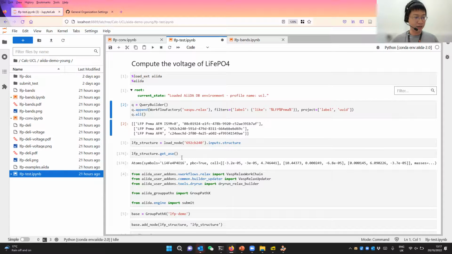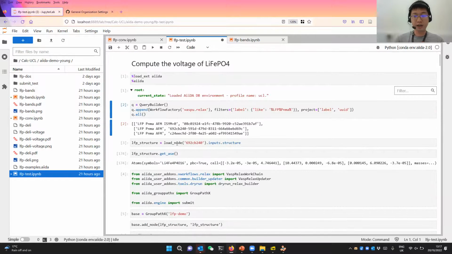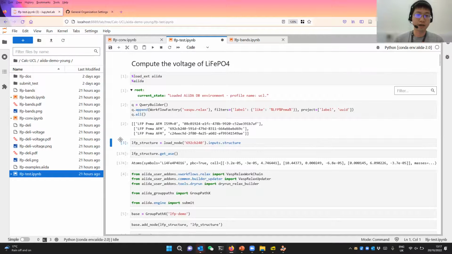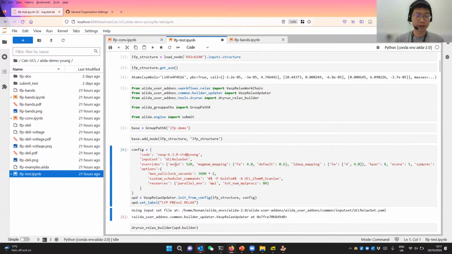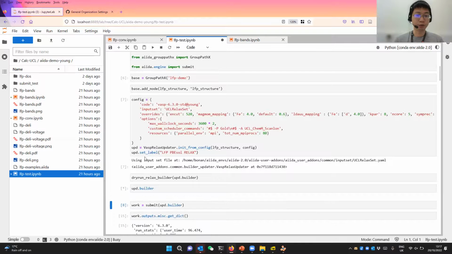Yeah. So basically, I have this Python interface to run. Because it's a database, I have some previous calculations, so I can load the lithium iron phosphate structure, and then define the calculation in such a way where I have a set of presets and also some overrides. Then I initialize everything and get a builder.